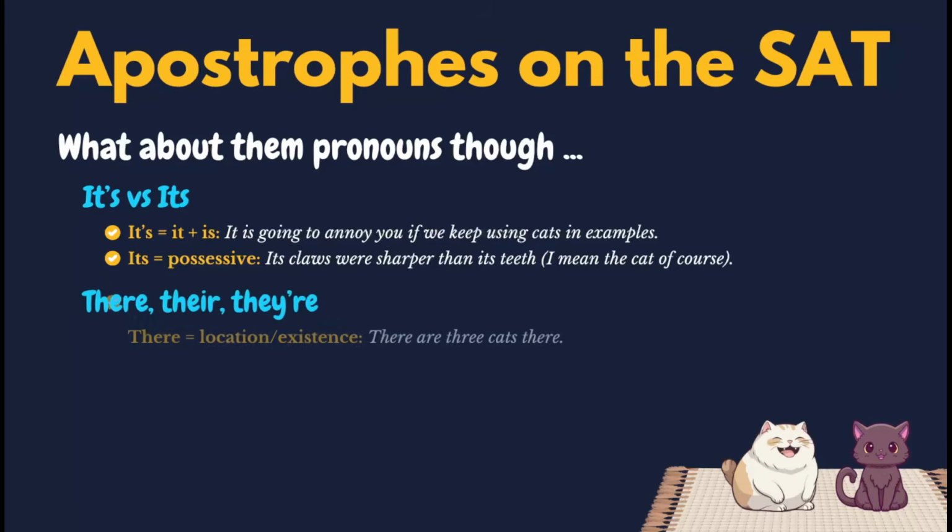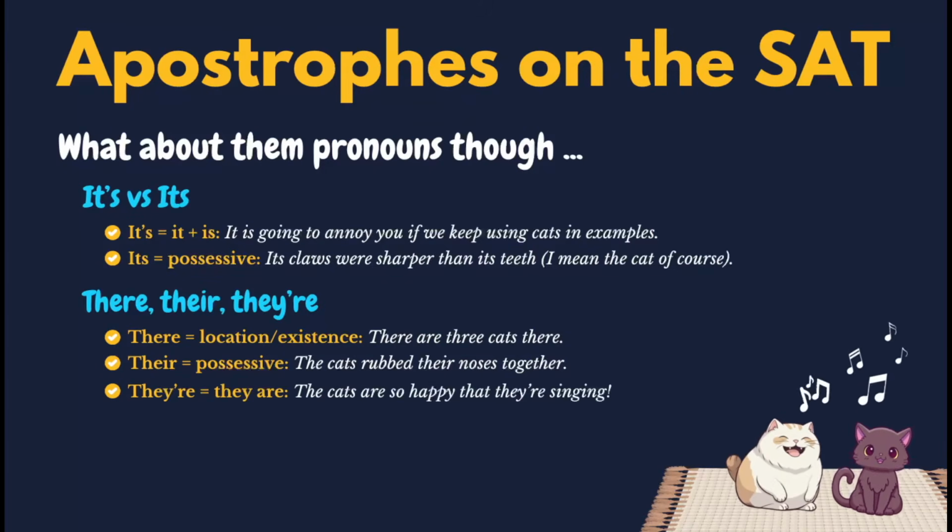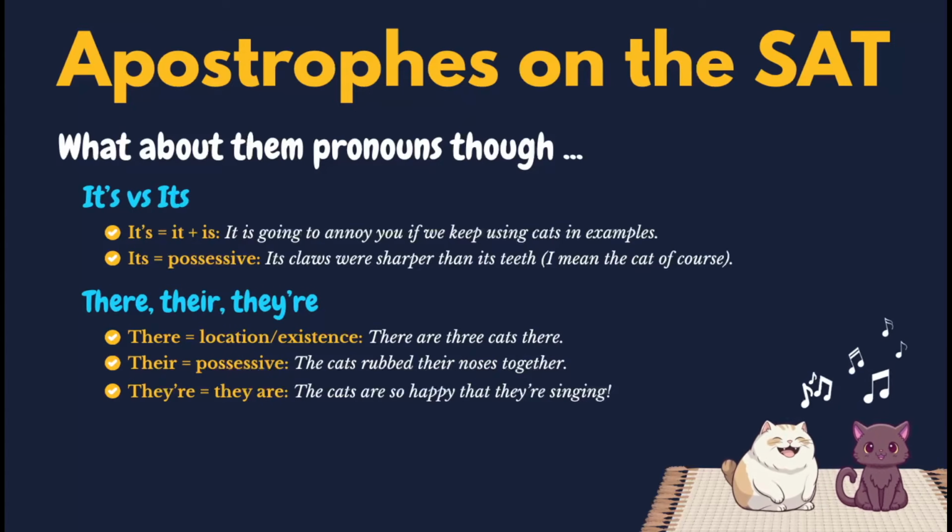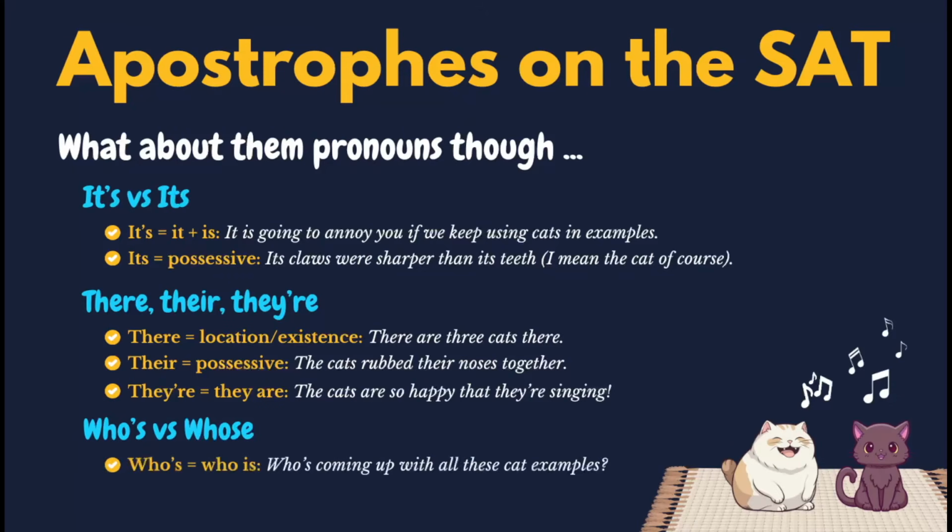There, and their. There's going to be location. Their with an EIR is going to be our possessive. And again, we follow that rule that the contraction takes the apostrophe. So they're, they are, takes the apostrophe. Who's versus whose, you should be able to guess because of that rule I told you which one's going to take the apostrophe. That's right, it's going to be the contraction, who is, and then whose without an apostrophe is possessive. So those are all the rules for you.